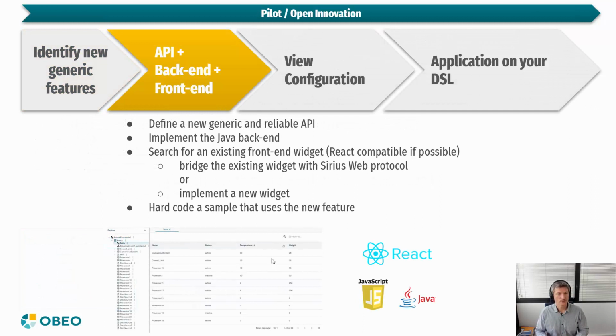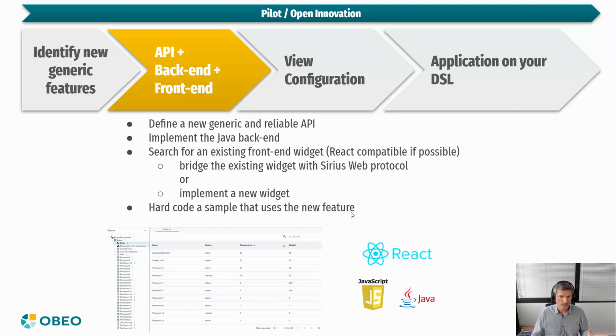So the second step was to work in the core of Sirius by creating a new API, extending the backend, which is Java-based, and working on the front end. On the front end, we try to reuse existing React and JavaScript widgets, or create new ones when required, and to fill the gap between these existing or new widgets and the protocol of communication between the client and the server, which is JSON-based and WebSocket-based. And we hard code a sample based on your expectations.